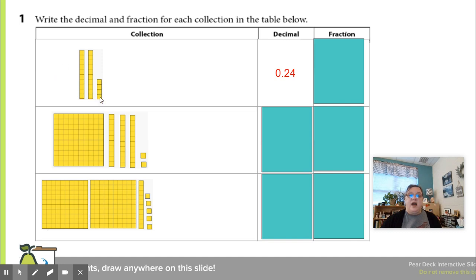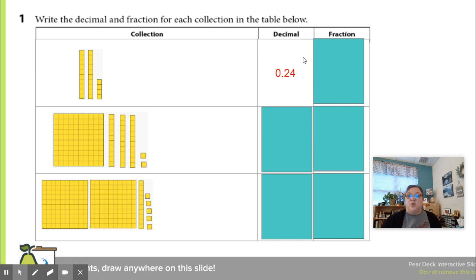0.24, 24 hundredths. Remember, the last name is the place value of your last digit. So 24 hundredths is how we say it. And when we're going to write a fraction for that, 24 hundredths, think about how that fraction would look.